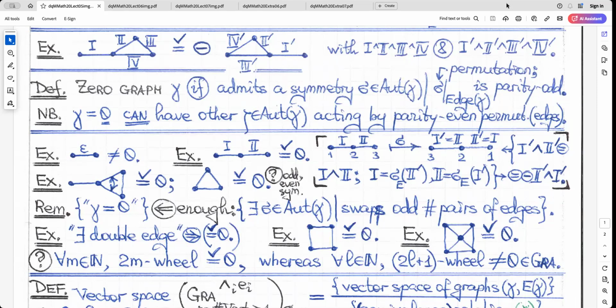So a good exercise is to show that even-sided wheels are zero graphs, in contrast with the case of odd-sided wheels, which are not zero graphs, and that is important. We shall see odd-sided wheels in what follows. They will be good for algebraic number theory.